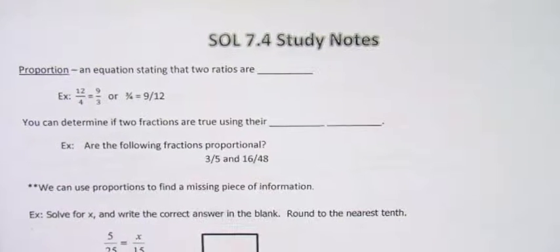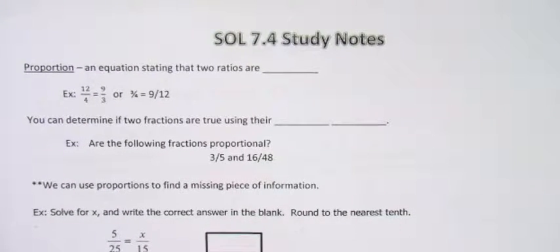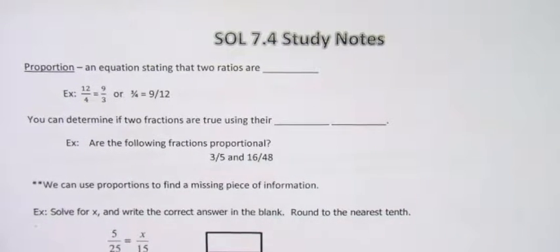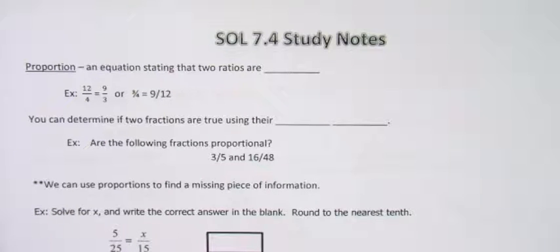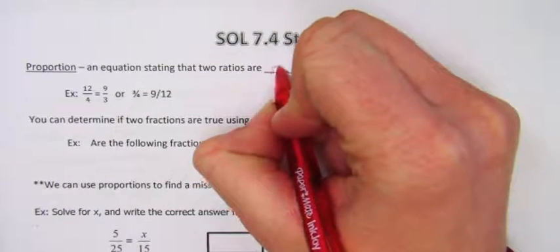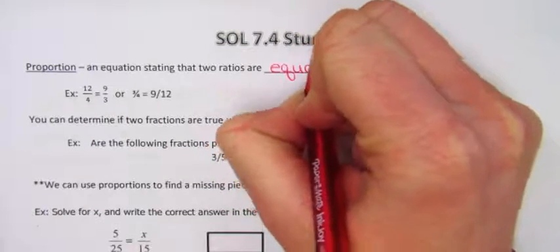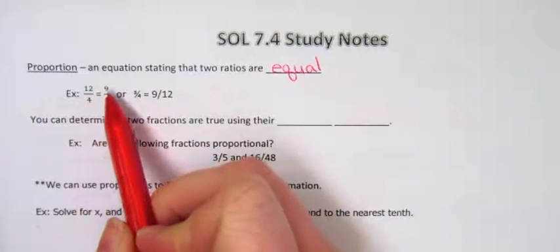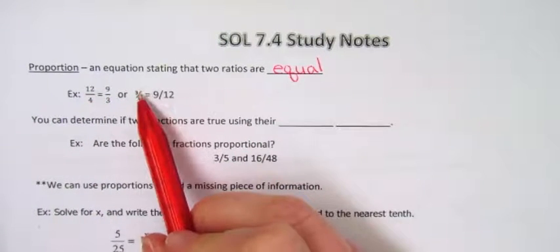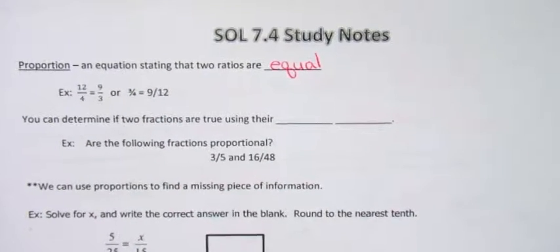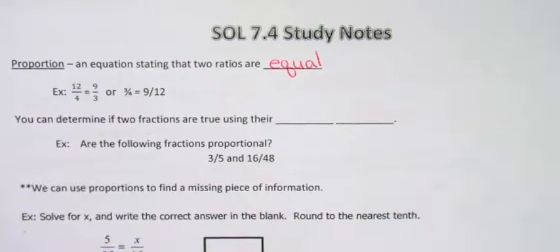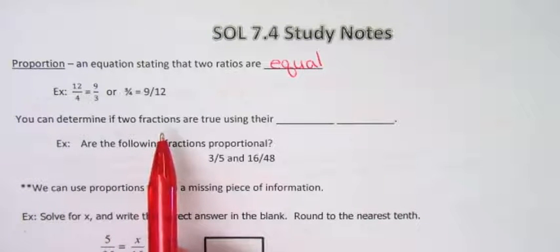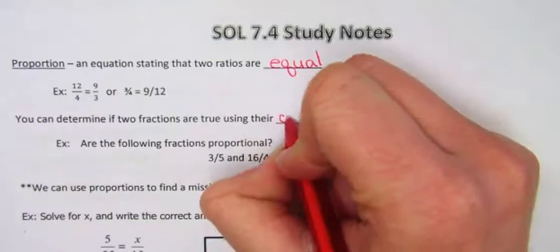Today's lesson is on proportions, which are SOL 7.4 study notes. A proportion is an equation stating that two ratios are equal. For example, 12/4 is equal to 9/3, or 3/4 is equal to 9/12. So they are proportional. And you can determine if two fractions are a proportion using their cross products.